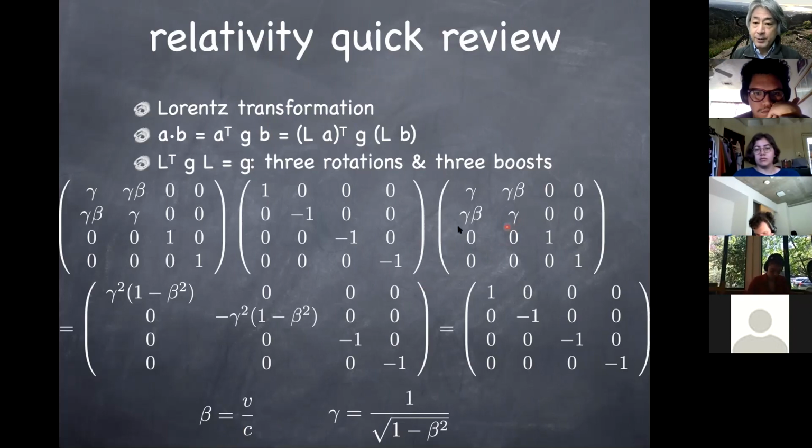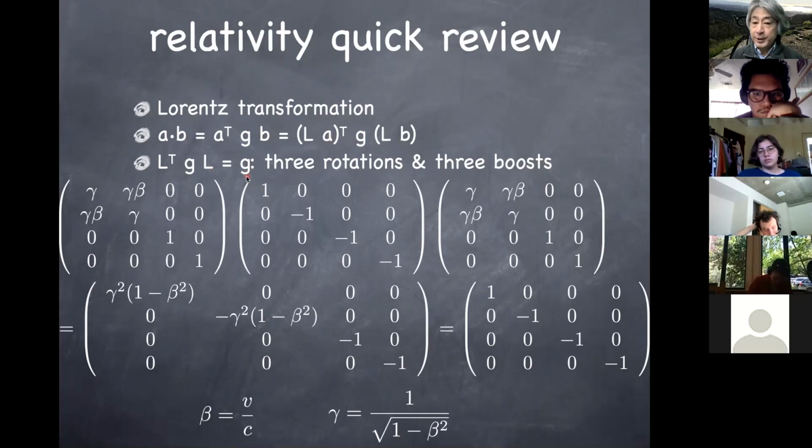So as a result, this is the general expression for the Lorentz boost. You can go from any reference frame to another reference frame. And this is, again, not something you need to remember because we derived it from the requirement of Lorentz invariance. The requirement of Lorentz invariance is that this metric tensor G doesn't change under the Lorentz transformation. That's this condition, L transpose G L is G.